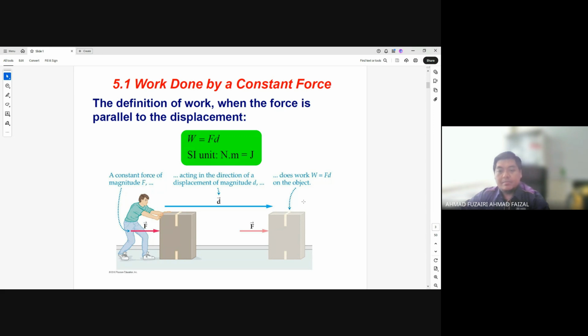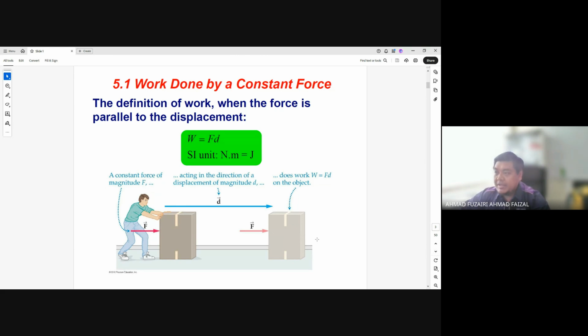When vector quantities multiply with other vectors, we can have either a dot product or a cross product. For work, it's a dot product, F dot D, that means force dot displacement, or you can call it force times displacement. But you need to emphasize which kind of force should be multiplied to displacement.